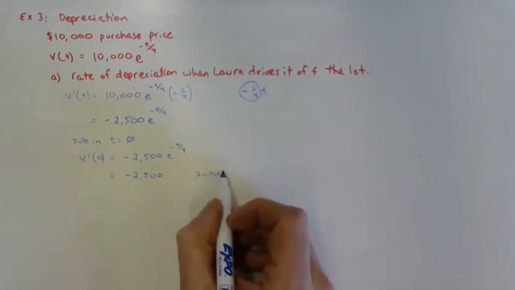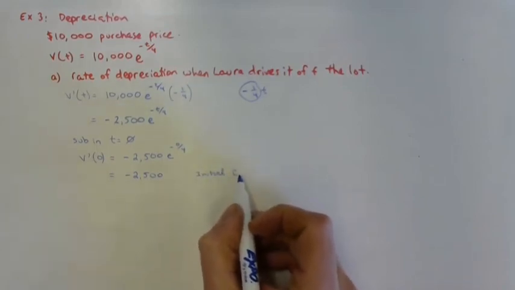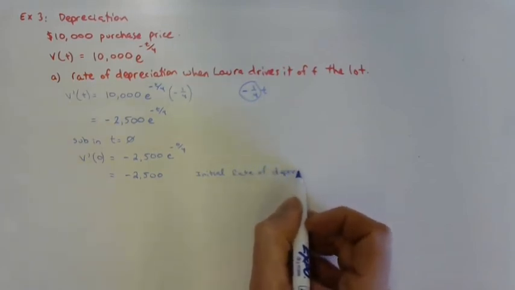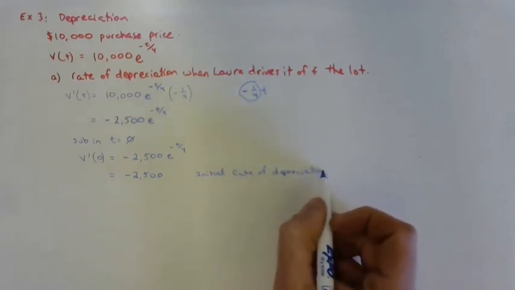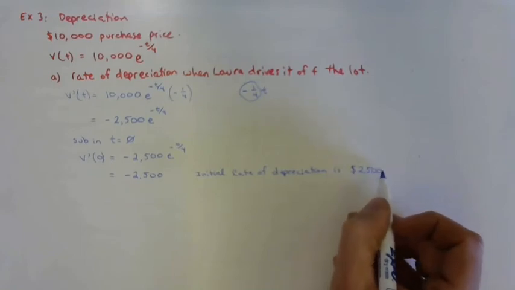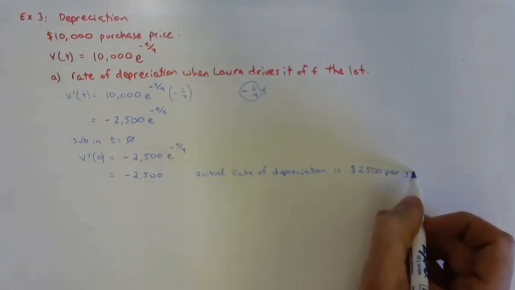Initial rate of depreciation is $2,500 per year.